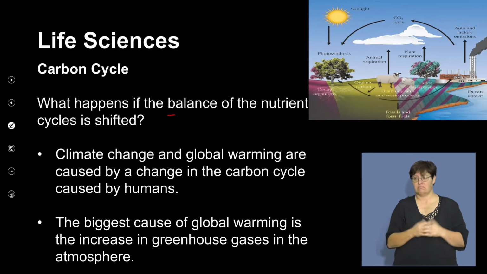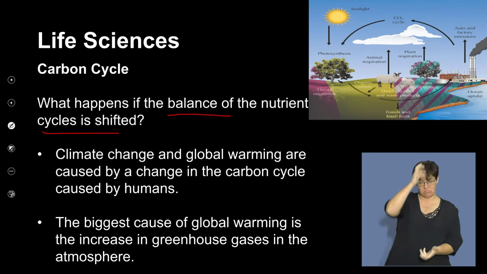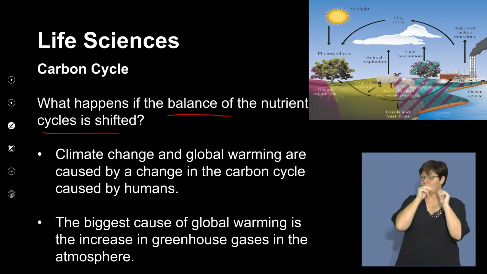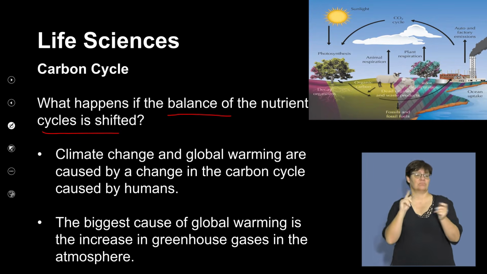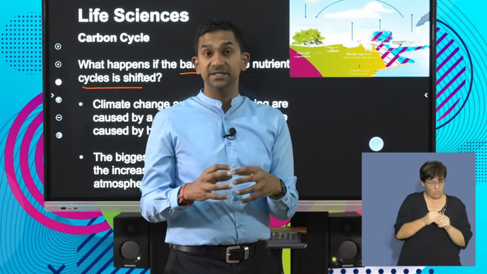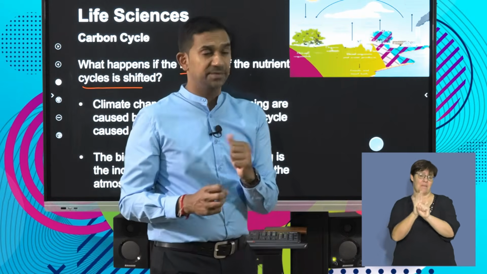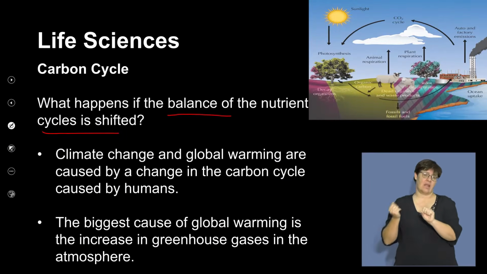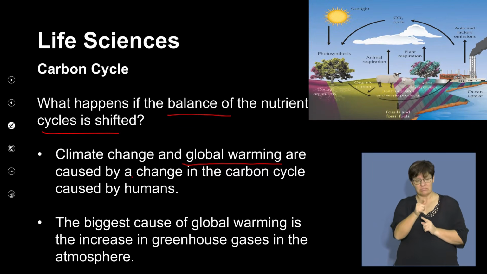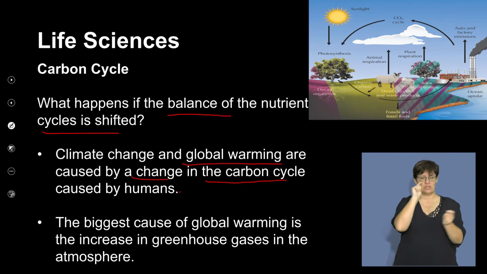What happens if this balance in the nutrient cycle is shifted? What we would experience would be climate change. Climate change again refers to the changes in the environment due to human activity. We do know that some climate change is a natural phenomenon in the history of Earth. However, there's a lot of human activity that affects the climate and can in turn affect various cycles, one of which is the carbon cycle. So climate change and global warming are caused by a change in the carbon cycle caused by humans.